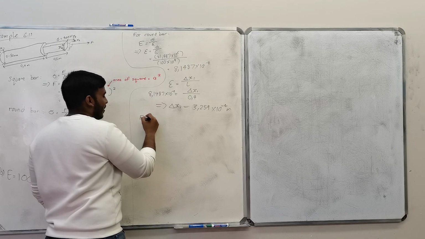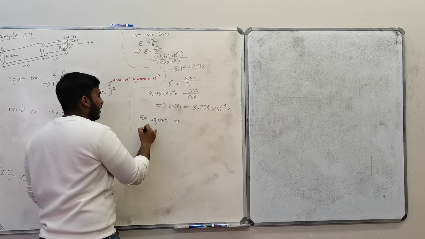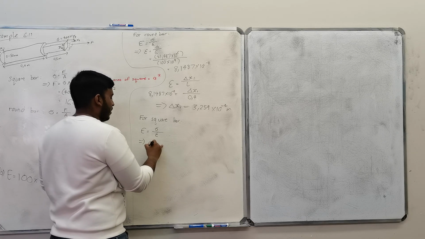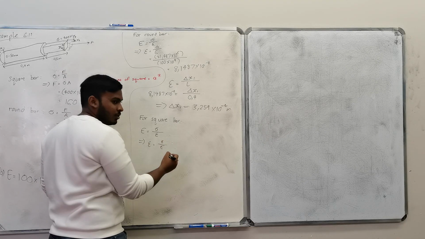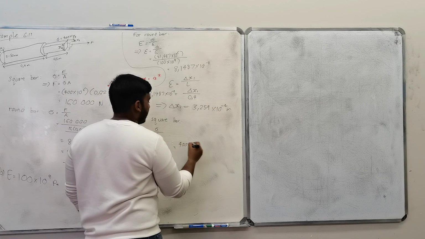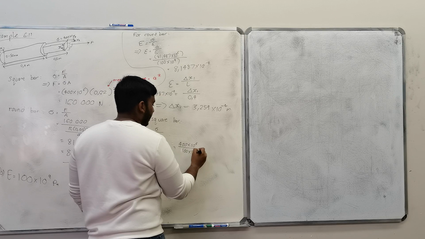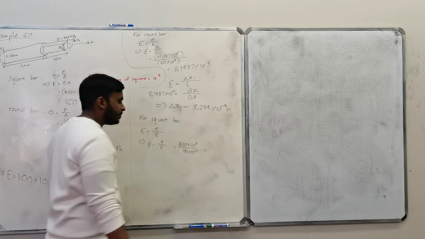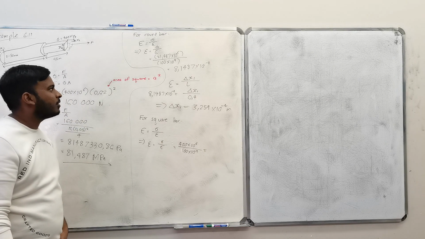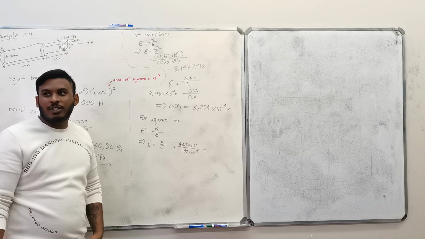Right? So now for the square bar. Same story like how we did that one. Its strain would be equal to its stress over Young's modulus, which would be equal to 400 times 10 to the 6 divided by 100 times 10 to the 9, which is 4 times 10 to the minus 4, or 0.4 times 10 to the minus 3.